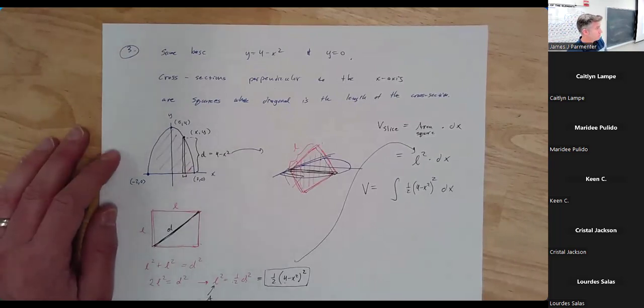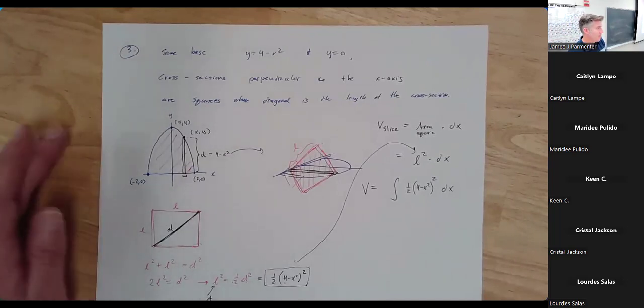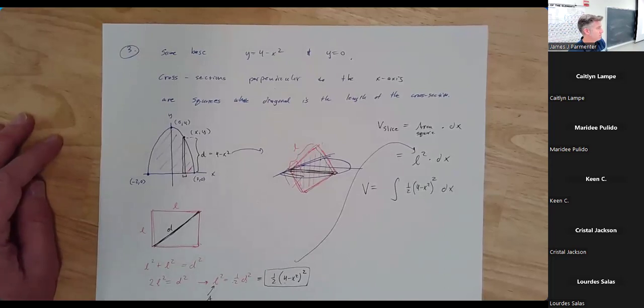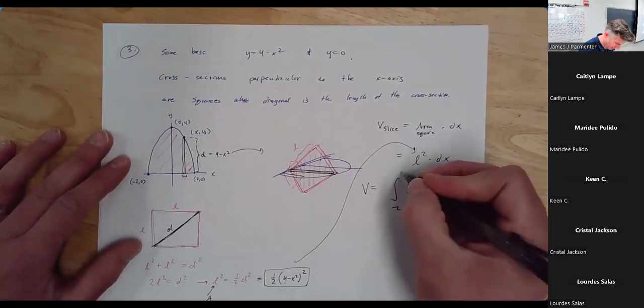Limits of integration. Are we going up, down, or left, right? Left, right. So we're going as far left as -2, as far right as +2.